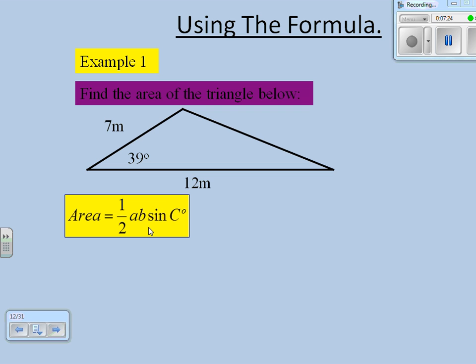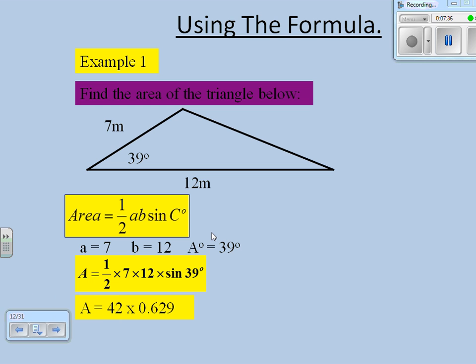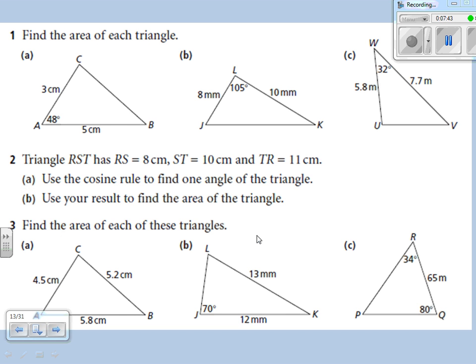Just one quick example there if you wanted to see it. It really is just timesing it. Half times 7 times 9 times the sine of 39 degrees. You can check for yourself, you get 26.4. Exercise, push pause if you want to try it.